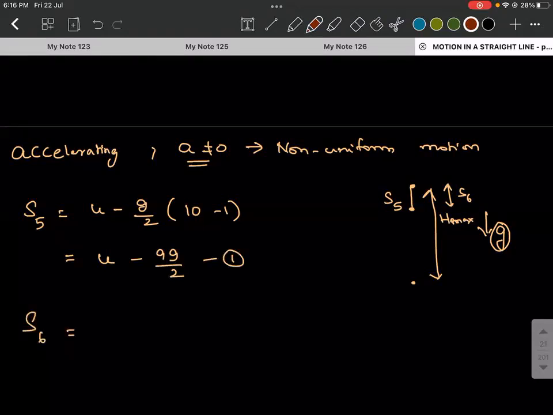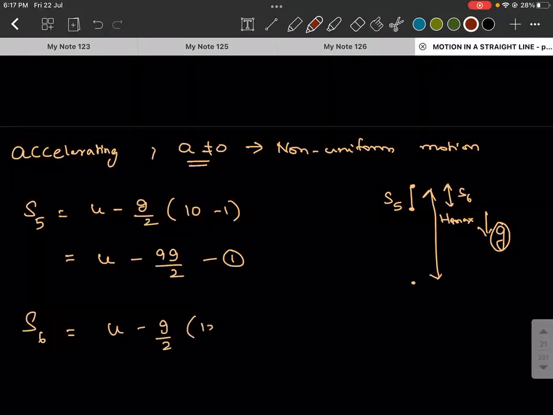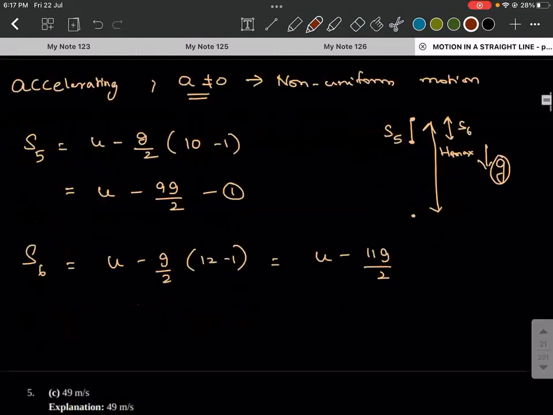Displacement of the object in the 6th second is what? U minus G by 2 into 12 minus 1. Accepted? Because 2n minus 1, 2 into n, it will be 6. So it is going to be U minus 11G divided by 2. Let this be equation number 2.